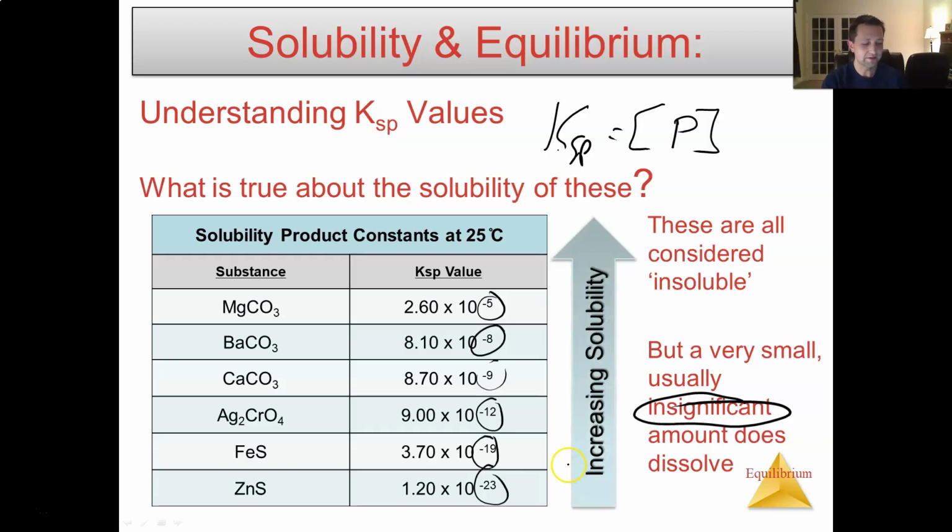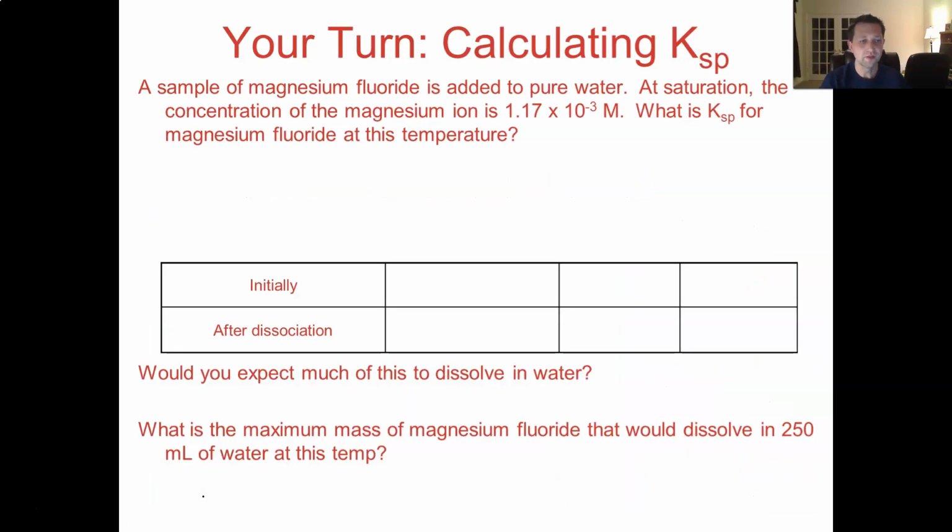So zinc sulfide does some dissolve, like hardly any, like the tiniest amount. I mean, look, you have 10 to the negative 23rd power. You're talking super tiny amounts of this stuff. Magnesium carbonate, a tiny bit still dissolves, but the exponent is negative 5. So we definitely have more magnesium and carbonate ions floating around than we do zinc and sulfide ions here, but it's still not a lot.